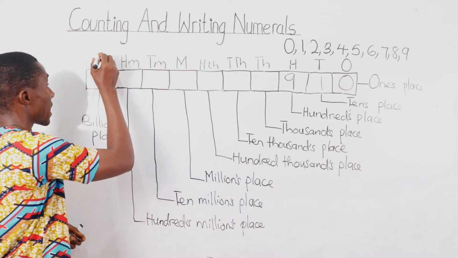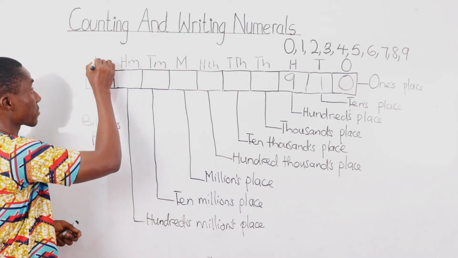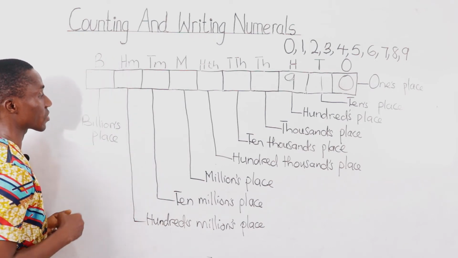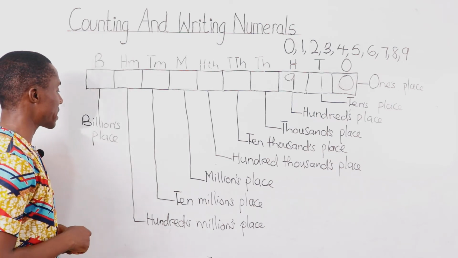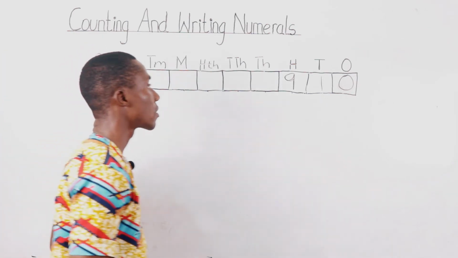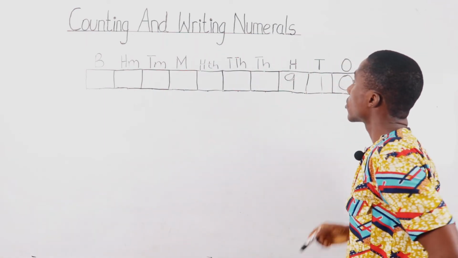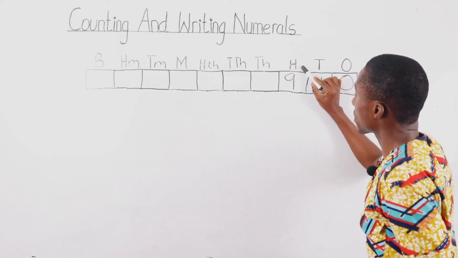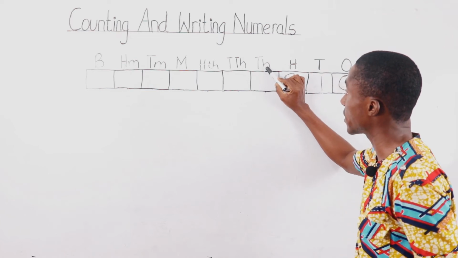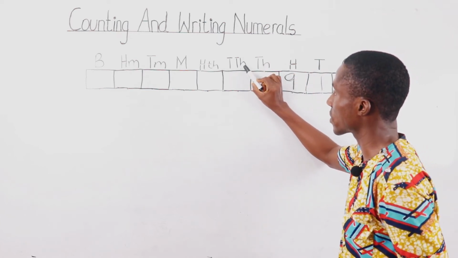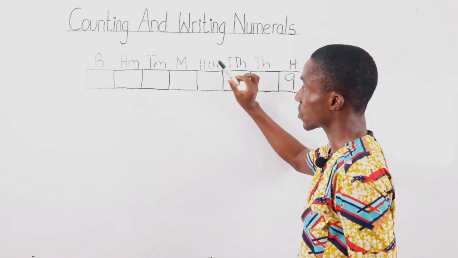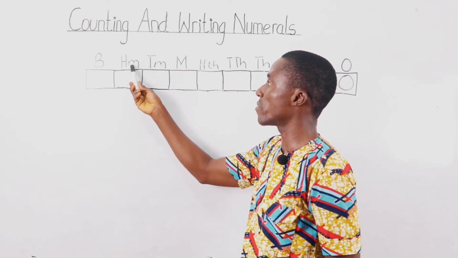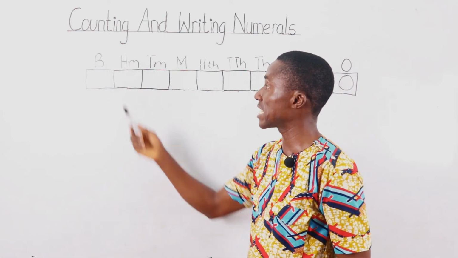And the last one we have in this class, we have capital B, and that is the billions number place or the billions place. So we have the ones place, the tens place, the hundreds place, the thousands place, the 10,000s place, the 100,000s place, the millions place, the 10 millions place, the 100 millions place, and the billions place.